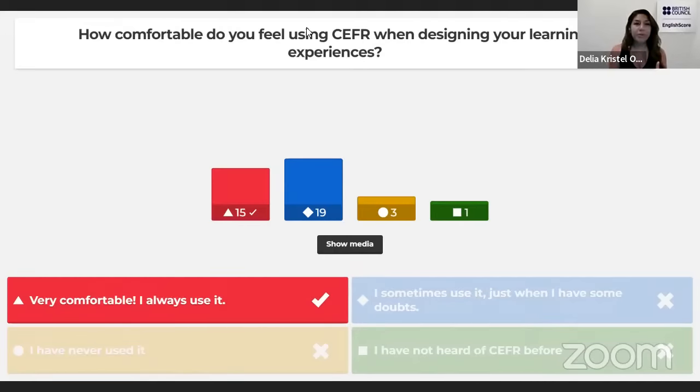So 15 people said that they feel very comfortable with using the Common European Framework, which is very good, because in that way you can guarantee that you are teaching your students the right grammar, the right connectors, the right expressions at that level of English. So it's very important to do it.